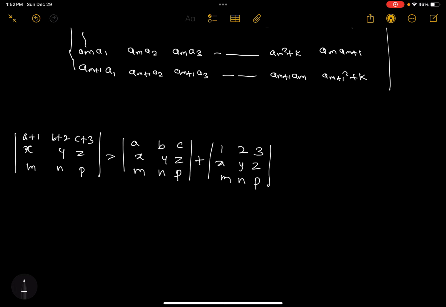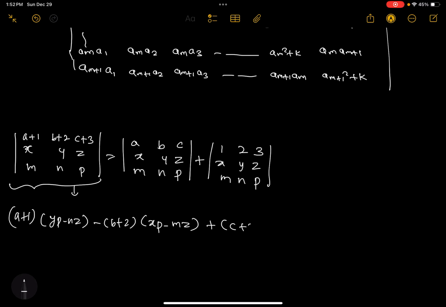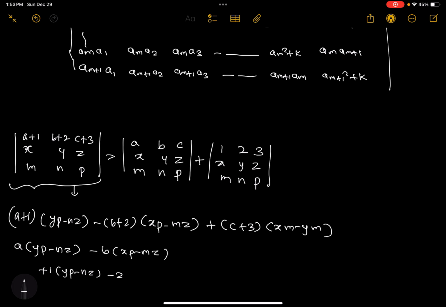Now, this becomes obvious once you see it through the cofactor expansion of this matrix. There's a plus 1 times the determinant of yp minus nz, again minus b plus 2 times xp minus mz plus c plus 3 times xm minus ym, right? Now again, just because these are sums, we can break this: plus 1 times yp minus nz, minus b times xp minus mz, minus 2 times xp minus mz, plus c times xm minus ym, plus 3 times xm minus ym. This is actually xn minus ym, I'm sorry. Doesn't matter though. So you see where it comes from, right?